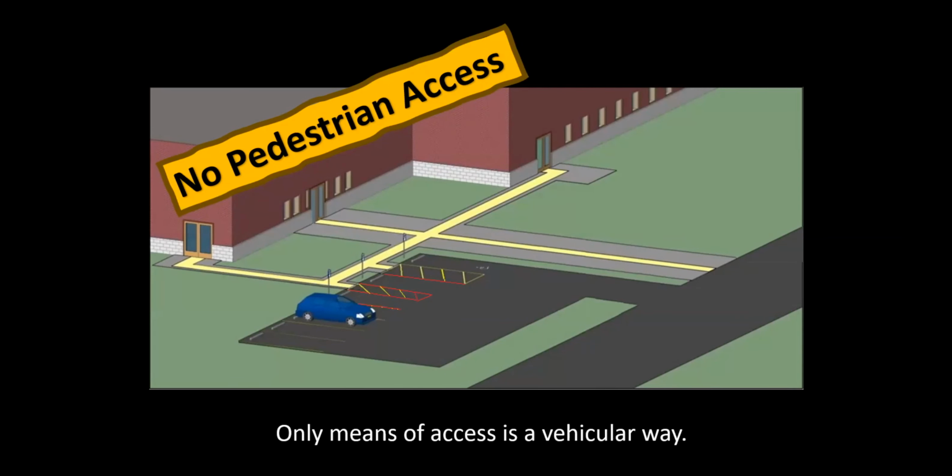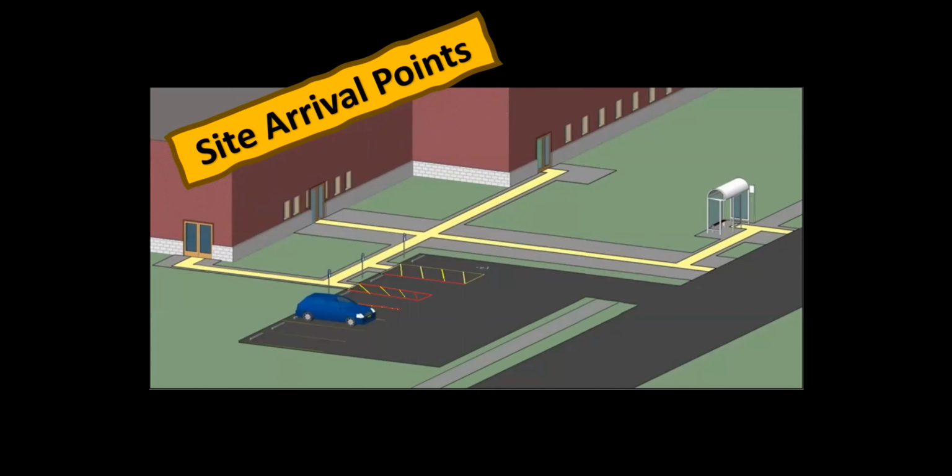Exception number two: an accessible route shall not be required between site arrival points and the building or facility entrance if the only means of access between them is a vehicular way not providing pedestrian access. Well, that wraps it up for site arrival points. We will cover site arrival points within a site in another video.